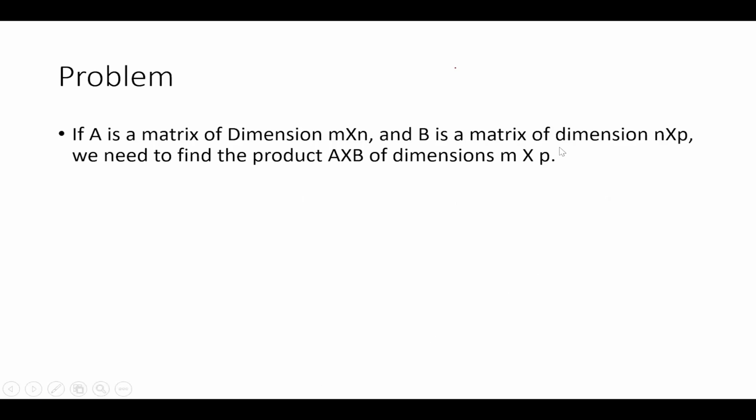So before we move on to the logic, first let us see what is the problem statement. The problem statement states that if A is a matrix of dimension m cross n and B is a matrix of dimension n into p, we need to find the product, that is A cross B, of dimensions m into p. Okay, so before we understand this statement, there are certain rules which need to be followed whenever we are performing a multiplication of matrices.